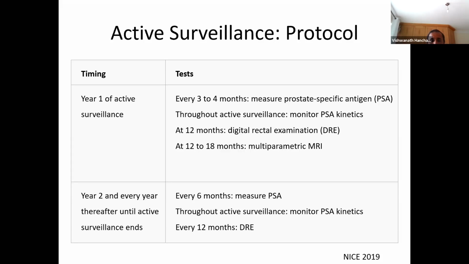Following that, after 2 to 3 years, there are just vague parameters or criteria, which give us a repeat PSA every 6 months, and there is no definition about when to repeat the MRI. Those all are dependent on the PSA kinetics and also rectal examination and the risk factors at that point.